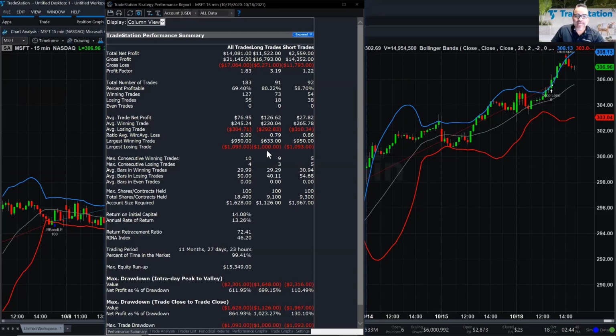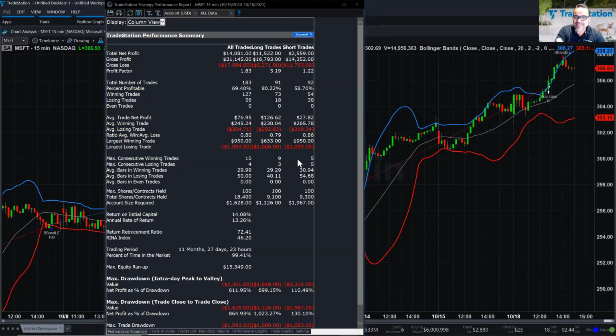The average or both combined is at 1,093. On the long side it is exactly 1,000. On the short side, 1,093. You may be asking, why isn't it 1,000? Why is it 1,093?